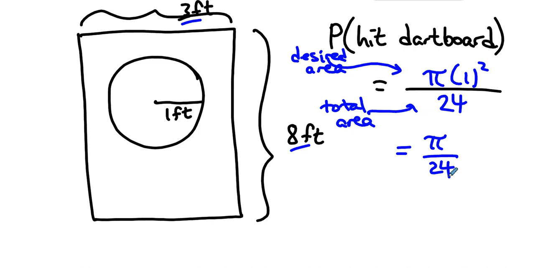Now, nobody throws darts at random. Although sometimes you may feel like you're doing it at random, you actually aim and you try to throw it at the circle. But if it were random, if you were just grabbing a dart and flinging it blind, there would be a pi over 24 probability that you would hit the dartboard. So about how big is that? Well, pi is a little bigger than 3, so this is a little bit bigger than 3 over 24, and that's a little bit bigger than 1/8.